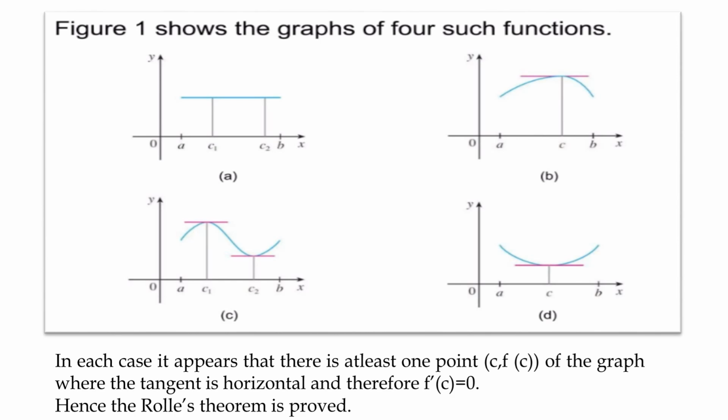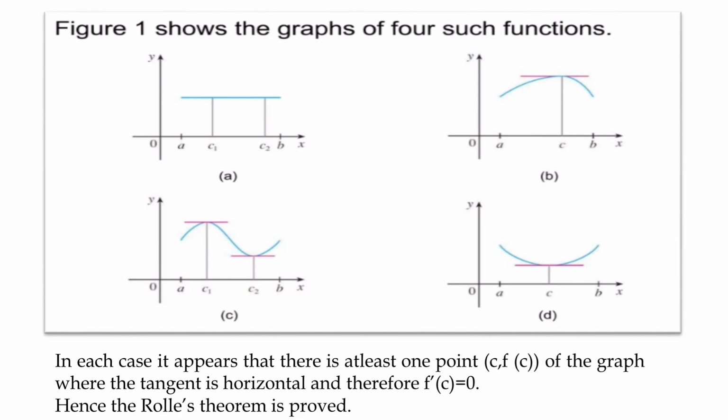In example B, I have sketched the function y is equal to f(x). I have drawn a tangent at a particular point c. Now observe that the slope of the tangent, that is f dash of c, is parallel to the x-axis, as you know that the slope of the x-axis is equal to 0. Therefore, f dash of c is also equal to 0. Hence, in this case also Rolle's theorem is proved.